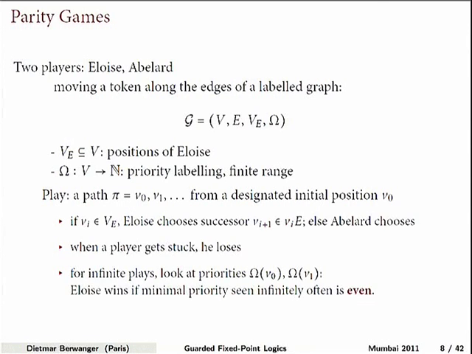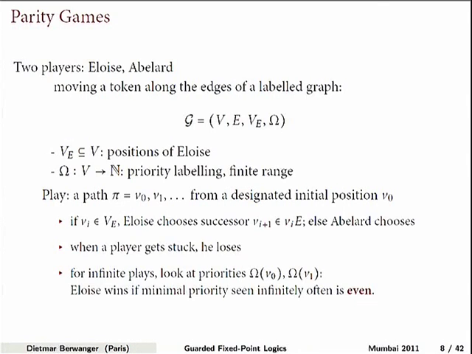And then to play on such a graph, what happens is that we start at a given position. This is a constant of the description. And then the two players form a path. If we are at a node that is marked to belong to player Alois, then she chooses the successor. And if it is not her node, then it is Abelard who chooses the successor, and this way we continue a path. Now, it can happen that a player gets stuck, and then he has lost, and the play is over. These are the clear cases.